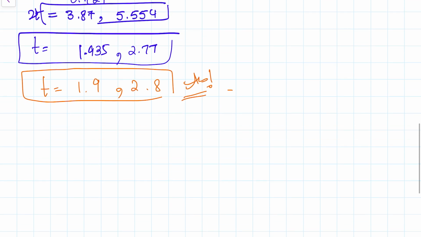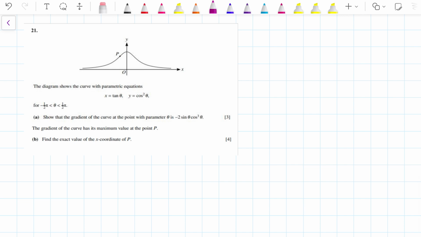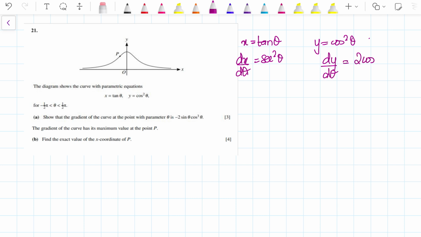Now let's do another question. The diagram shows the curve with parametric equations x is equal to tan theta, y is equal to cos square theta. dx upon d theta is going to be sec square theta. dy upon d theta will become power comes down, subtract 1 from the power and multiply with the differential of cos. Gradient dy upon dx is equal to dy upon d theta into d theta upon dx.